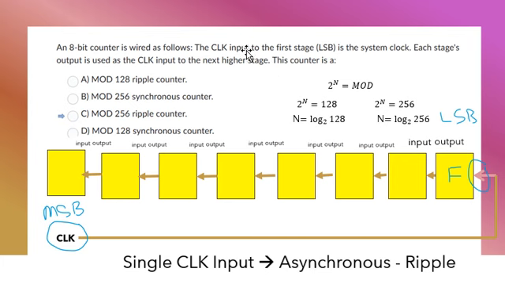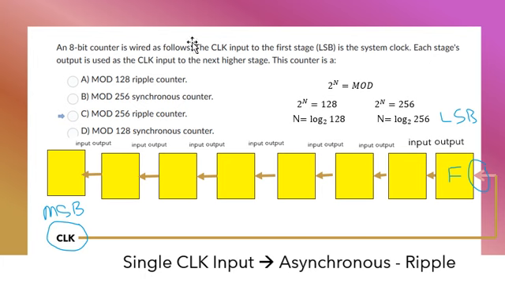It said the clock input to the first stage. The LSB is your starting stage because it's the least significant bit out of 8. We're going to start with my first bit, or your first flip-flop, and we're going to put your system clock there. So here is my clock line. It's going to go into the first LSB, which is your first bit here.